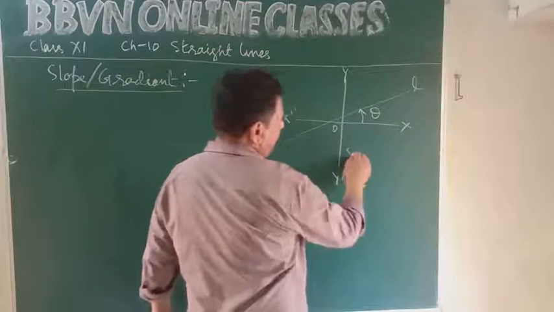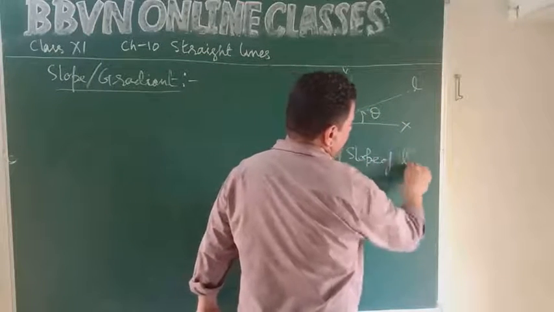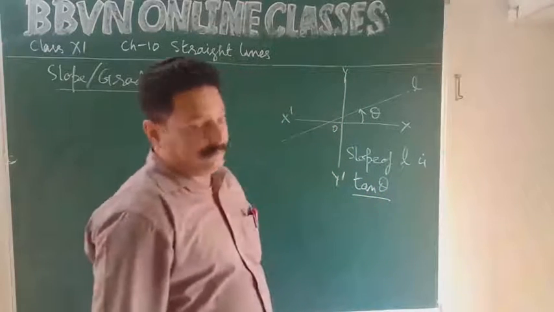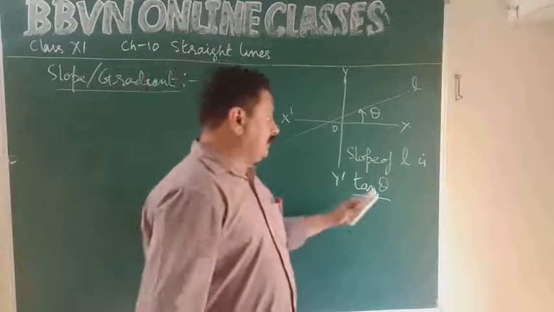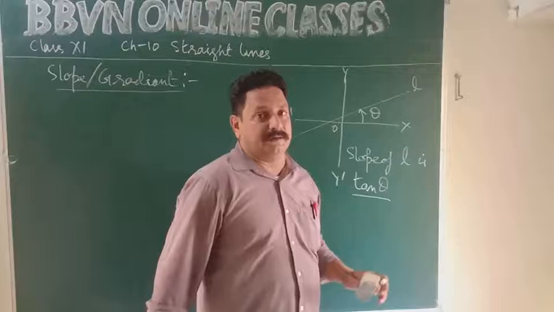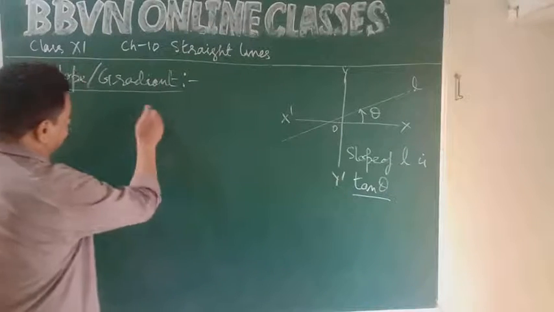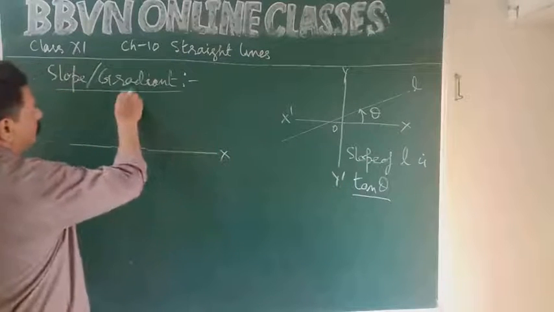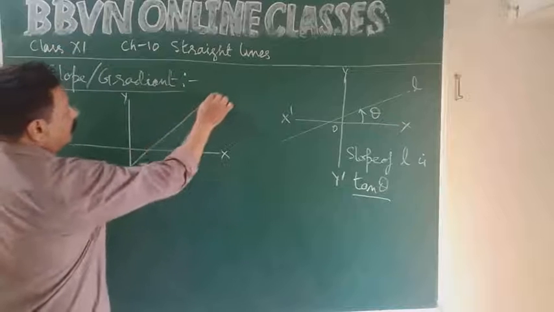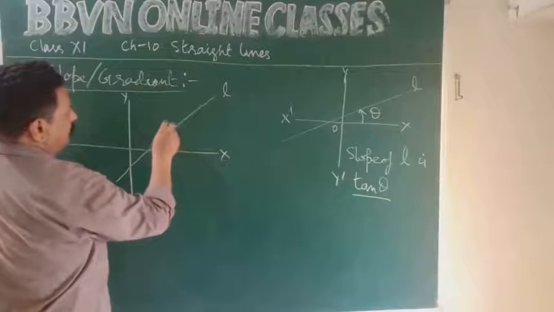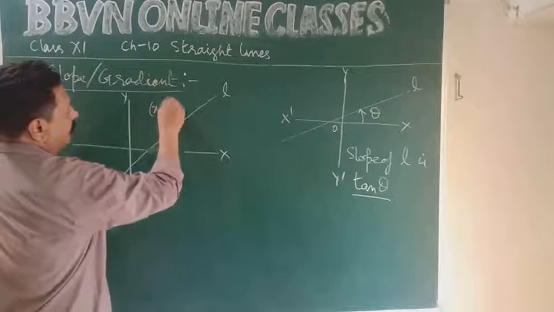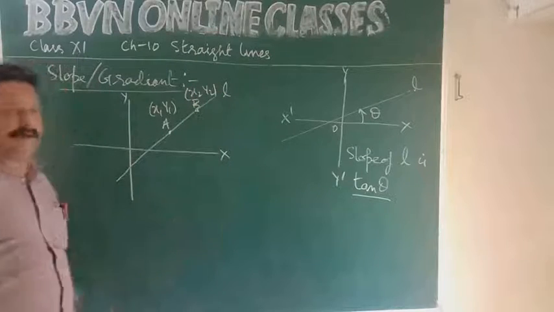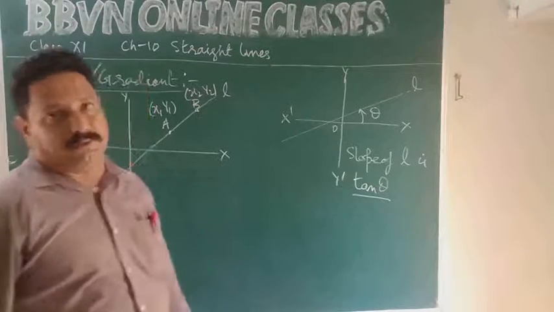The slope of line L is tangent ratio of angle theta, tan theta. Okay? Tangent ratio of angle theta. That is called gradient of the line, slope of the line. Now let us say line L, it passes through 2 points, point A, x1, y1 and point B, x2, y2. If we have the points, then how to find out the slope of the line?